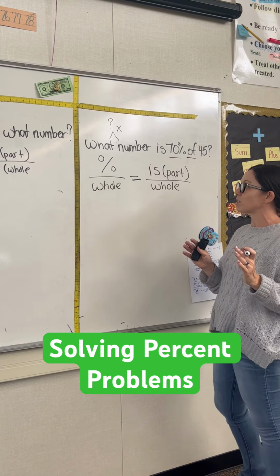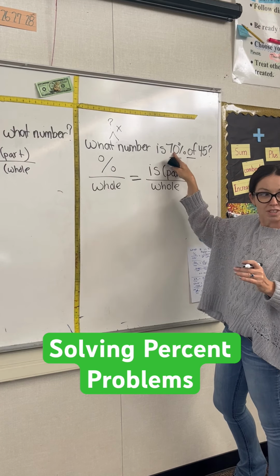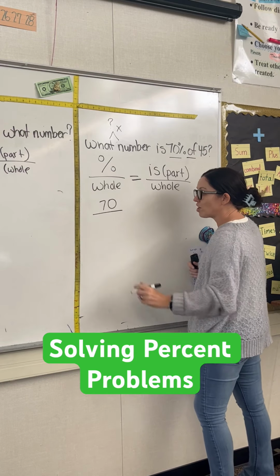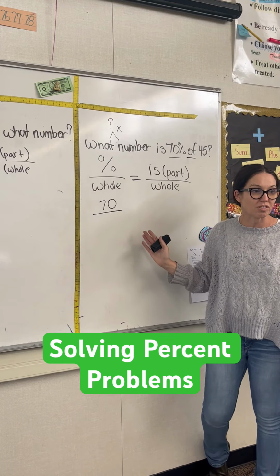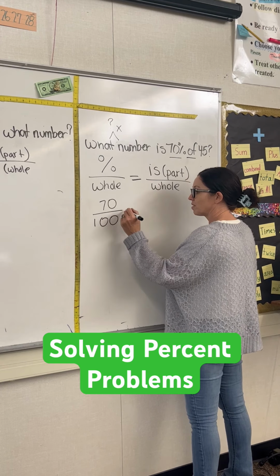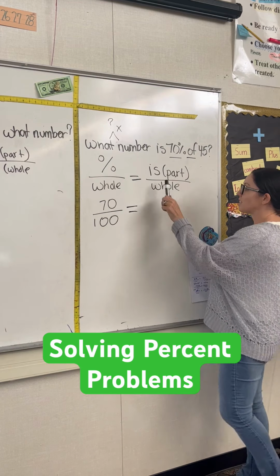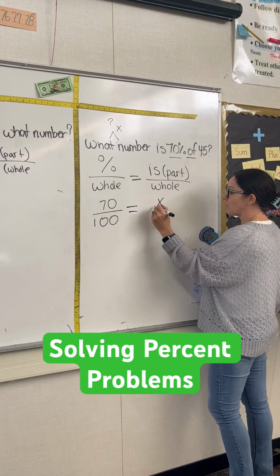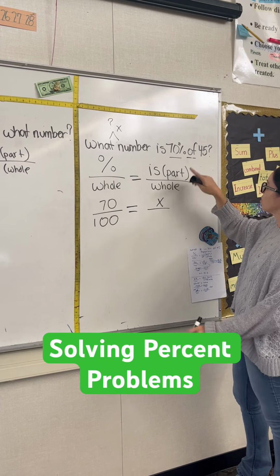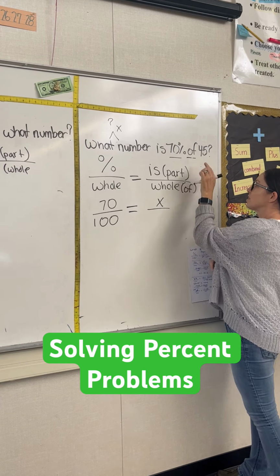So let's think about our relationships here. The part is 70%. And we already know that percent means per 100, so 70% is going to be out of 100. What number? That's the unknown. This is the part that's unknown. And the whole, 70% of the whole is always of the number 45.